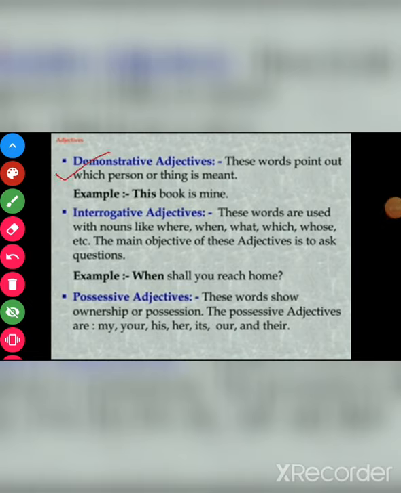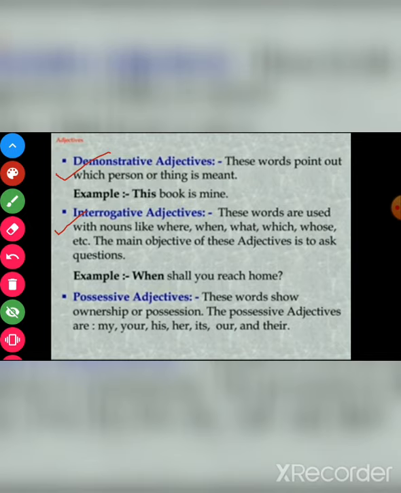Demonstrative adjective. These words point out which person or thing is named. Example, this book is mine. These apples are rotten. So they help in pointing out the thing or object named. The examples of demonstrative adjectives can be this, that, these, those, such, and certain.